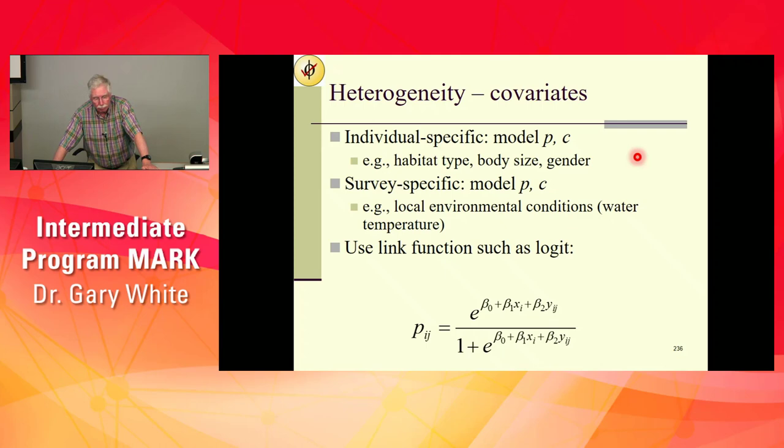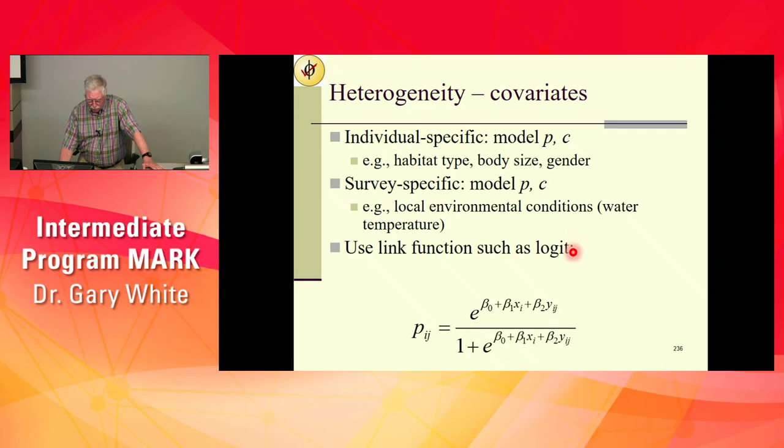Body size in the case of closed captures works because you're usually talking about a very short period. In order to assume closure, you've got to assume that there are no animals living or dying or leaving the area, and vice versa, there are no animals coming in. So it's got to be a fairly short interval in order to assume that survival rates are one. You get these survey specific covariates, local environmental conditions, water temperature. And again, we use these different models.